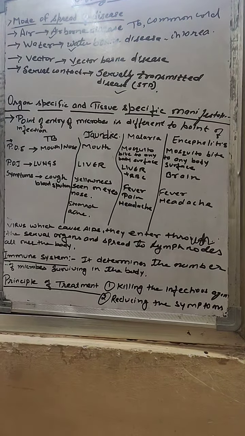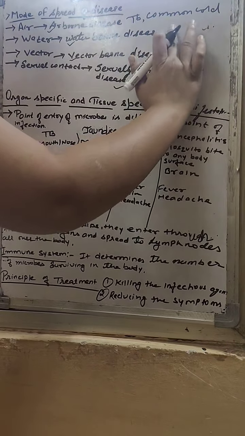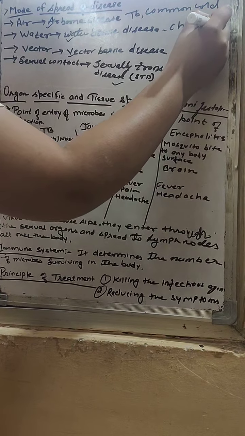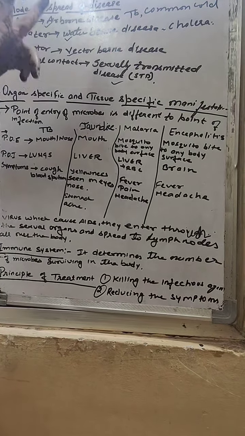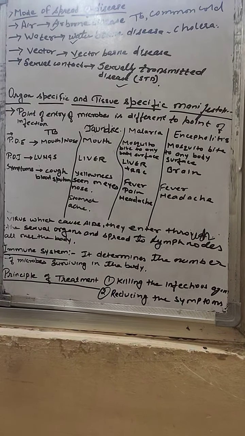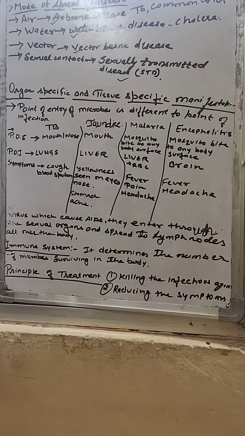Next one is the vector. What are vector-borne diseases? Vector-borne disease is what? The vector himself will not cause the disease. A vector is an agent. Through an infectious agent, it will cause the disease.